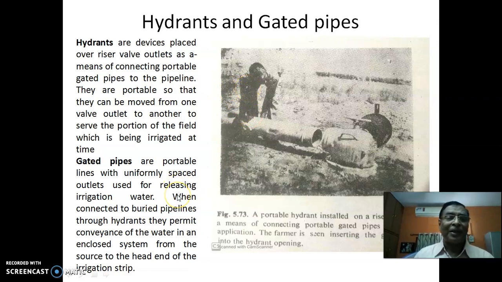Gated pipes are portable lines with uniformly spaced outlets used for releasing the irrigation water. As this pipeline is run, when you want to release, you can release from that pipe. When connected to the buried pipelines through hydrants, they permit conveyance of water in an enclosed system from the source to the head end of the irrigation pipe.